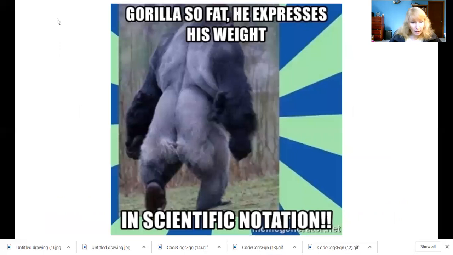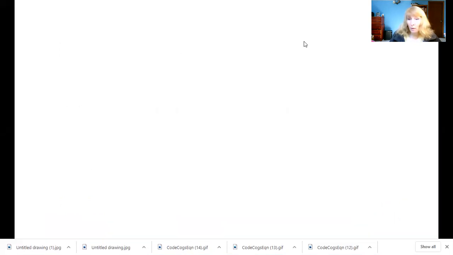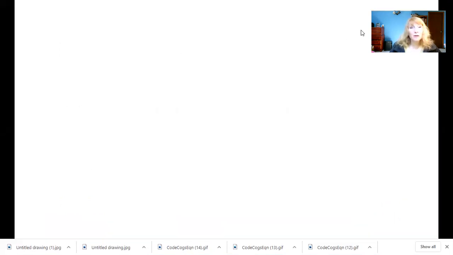So let's move on. Here's my math meme for the day. Gorilla is so fat, he expresses his weight in scientific notation. Okay, continuing on. Oh, I'm going to minimize myself so you can see the whole screen.